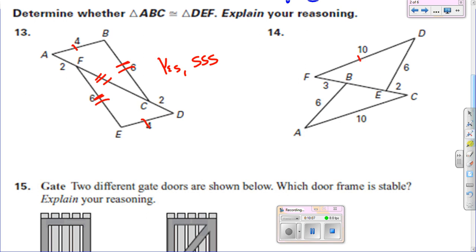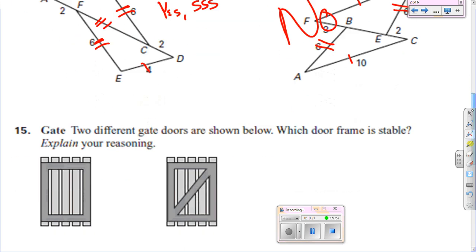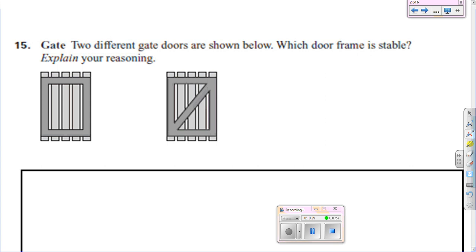Next one, we got 10 and 10 for AC and DF. We got 6 and 6. Then we have 3 and 2. So this line is not as long as this one, which means it's no. Two different gate doors are shown below. Anytime you see the congruent triangles, that's all you really got to say.